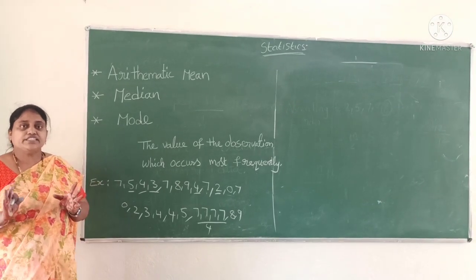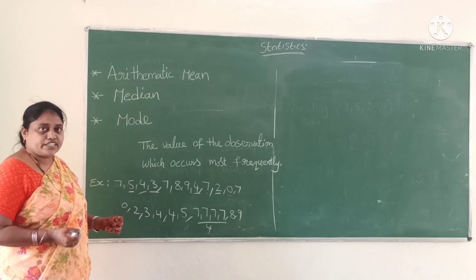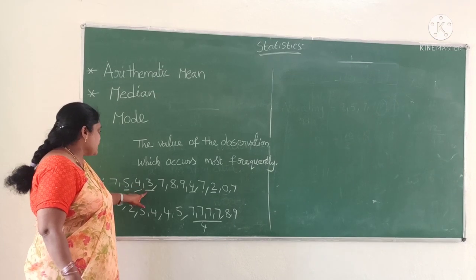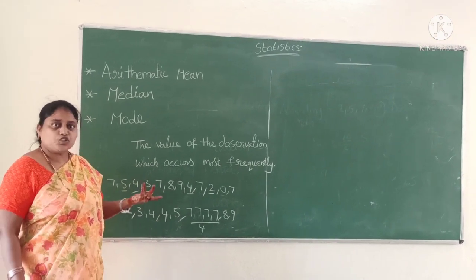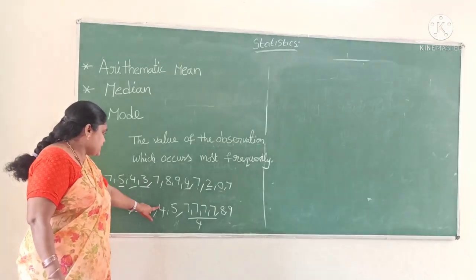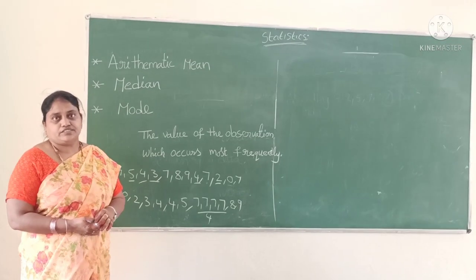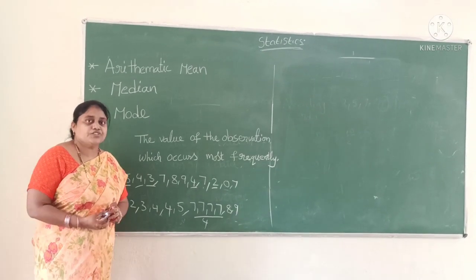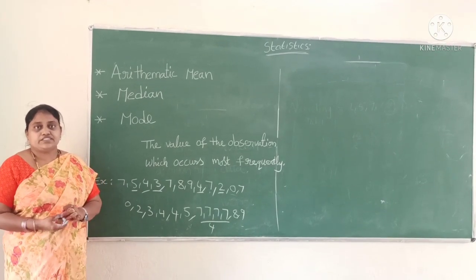We just write the raw data in ascending order or descending order. Next we check which observation comes frequently or many times, then we say that observation is the mode of that raw data. Okay students, hope all of you understand this central tendency lesson. Okay.